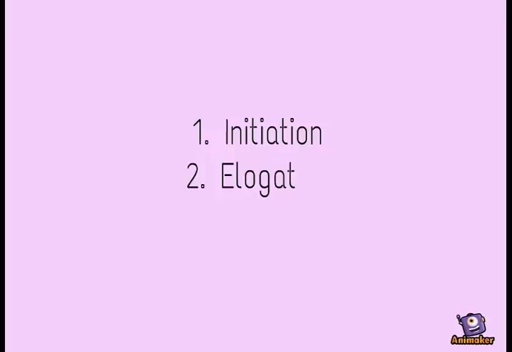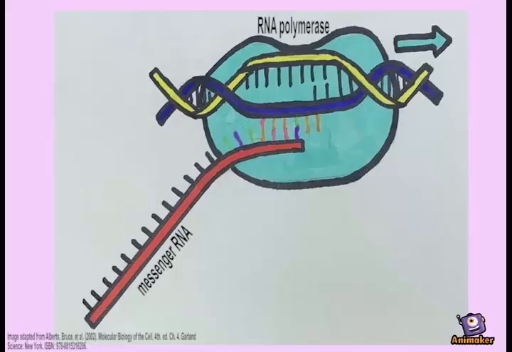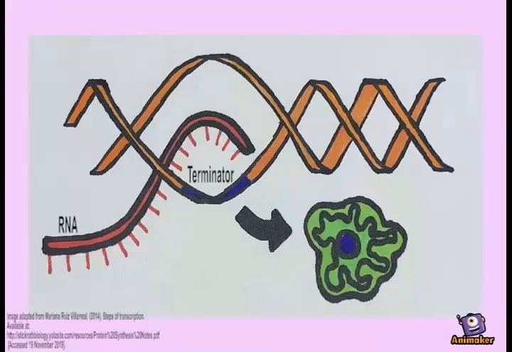Transcription occurs in three processes: initiation, elongation, and termination. In initiation, RNA polymerase binds to a region of the gene called the promoter. This causes the DNA to unwind and unzip. During elongation, the RNA polymerase slides along the template DNA strand, adding complementary base pairs. When RNA polymerase reaches the terminator region in the gene, transcription is stopped.